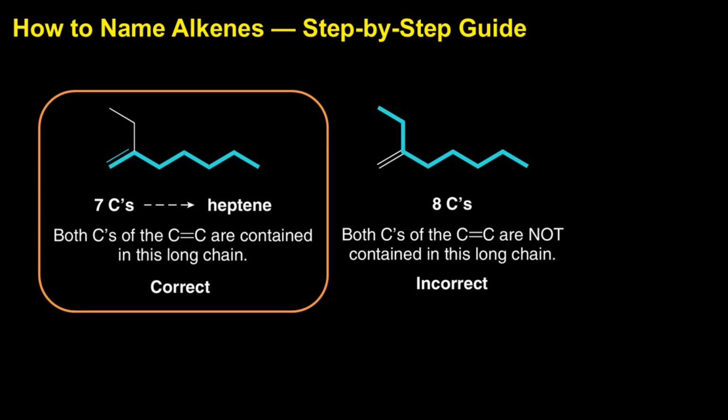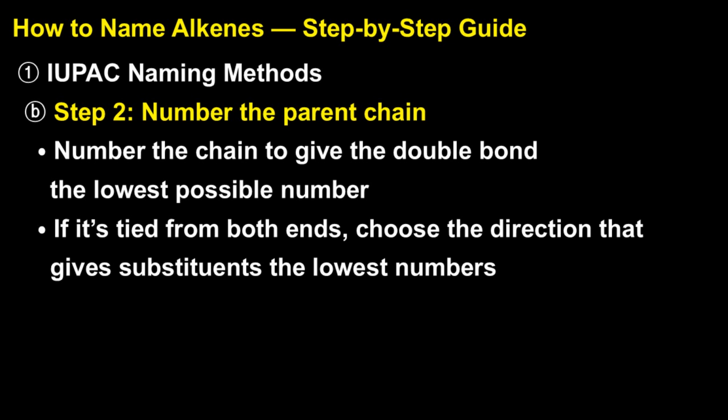Let's look at an example. On the left, we've got a chain with 7 carbons, and both double-bonded carbons are included. That makes it a valid parent chain, so we name it heptene. Now look at the one on the right. It's got 8 carbons, so it might look better at first. But only one of the double-bonded carbons is in the chain. That breaks the rule. Remember, your parent chain has to include both carbons of the double bond. So even though the second one is longer, it's not the right choice.